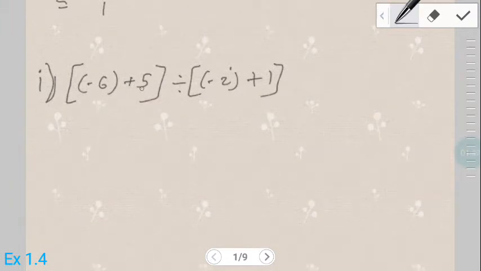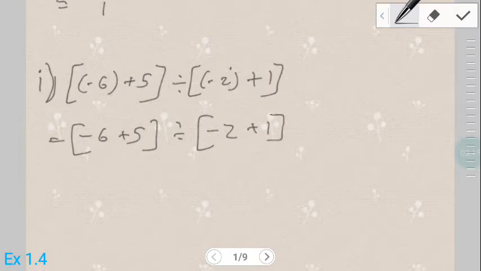Here minus 6 plus 5 divide minus 2 plus 1. Here also we will perform in BODMAS rules. So minus 6 plus 5 divide by minus 2 plus 1.